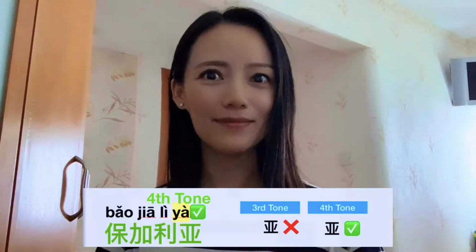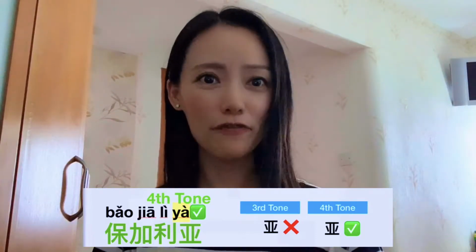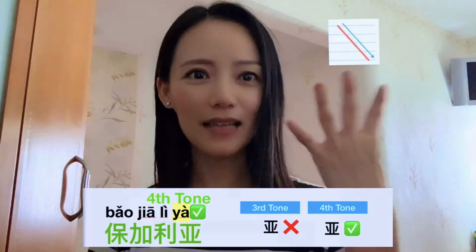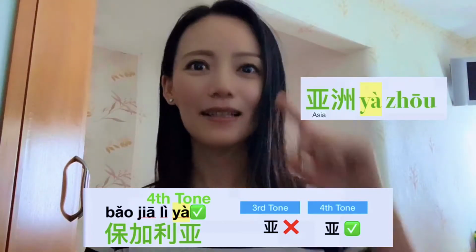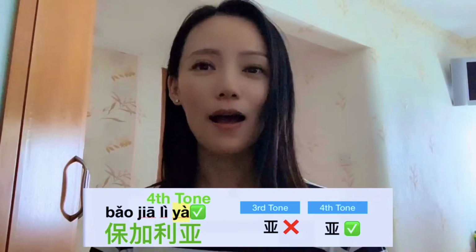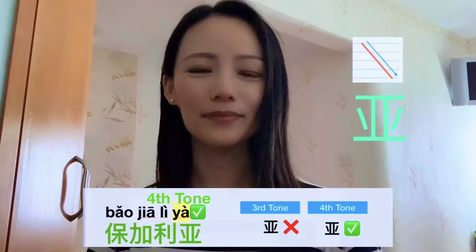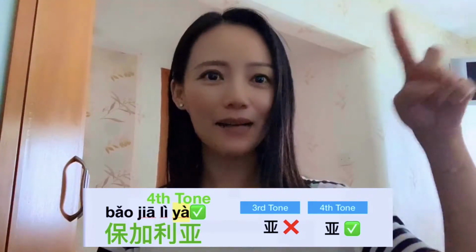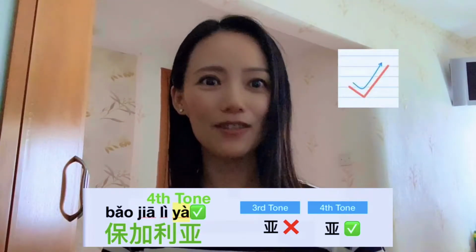So in this sentence, there are 5 Chinese characters in the wrong tones. I'll correct them one by one. The first one, 保加利亚, ya. This character is the first tone. 保加利亚, the first tone. 亚洲, 亚军, 保加利亚. So when you speak 保加利亚, you use the third tone. It's wrong. 保加利亚. Yeah, good job.